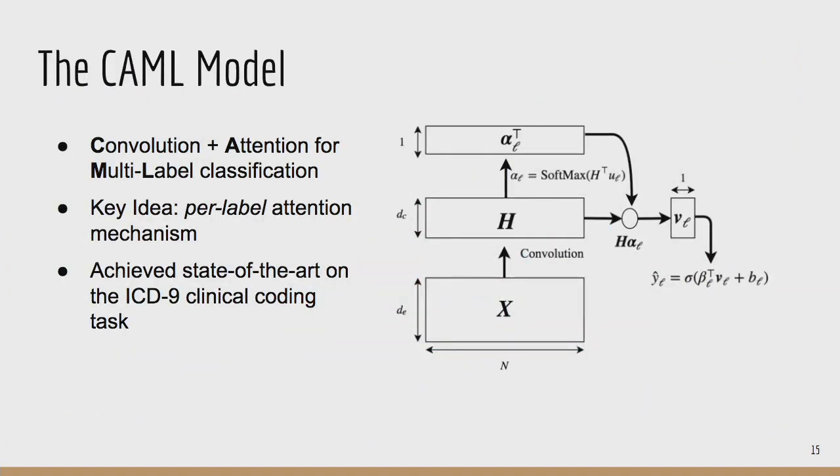So I'll briefly touch on the architecture. We coined our architecture CAML, which stands for convolution and attention for multi-label classification. But the key idea of this architecture is that we're applying a per-label attention mechanism. So for each of the 13,000 codes, we have a set of parameters that we use to compute attention over the document. So we can produce a per-label document representation and then treat this as a set of 13,000 binary classification decisions. And at the time, in 2018, we achieved state-of-the-art on this ICD-9 clinical coding task.